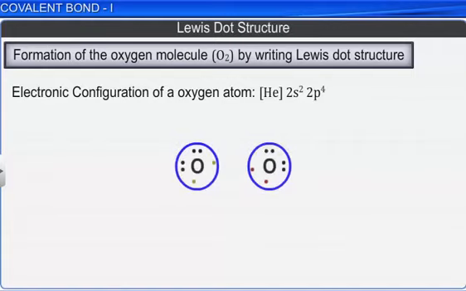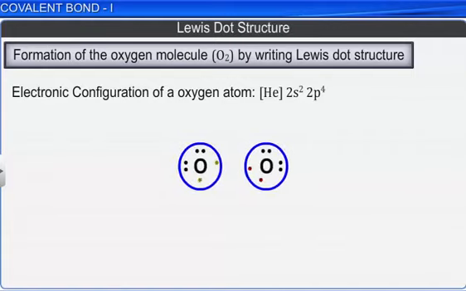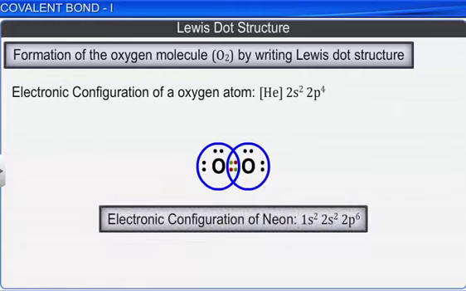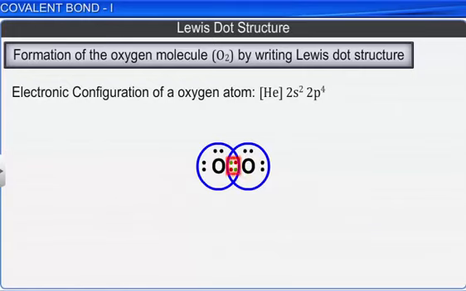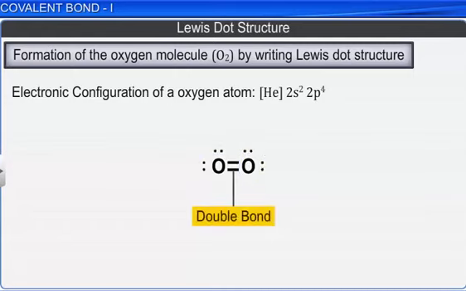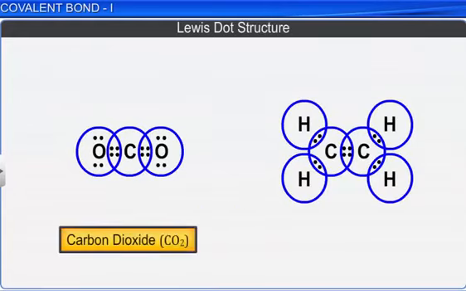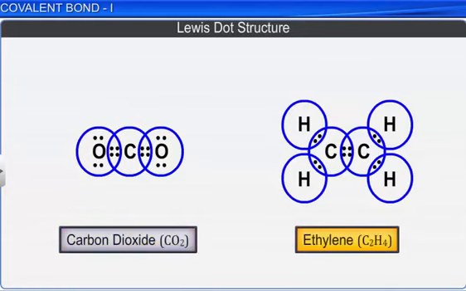When 2 oxygen atoms approach each other, each of the oxygen atoms contributes 2 electrons for sharing. Both the oxygen atoms mutually share these 2 electron pairs and attain the nearest octet configuration of neon. As the 4 electrons in 2 electron pairs are shared between 2 oxygen atoms, the 2 oxygen atoms are said to combine by a double bond in the oxygen molecule. Similarly, we can show the formation of carbon dioxide and ethylene, C2H4, molecules by Lewis dot structures as shown.